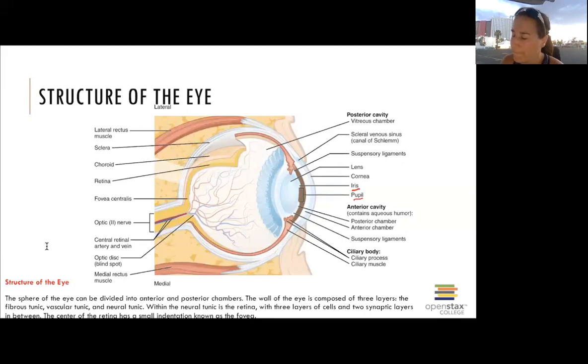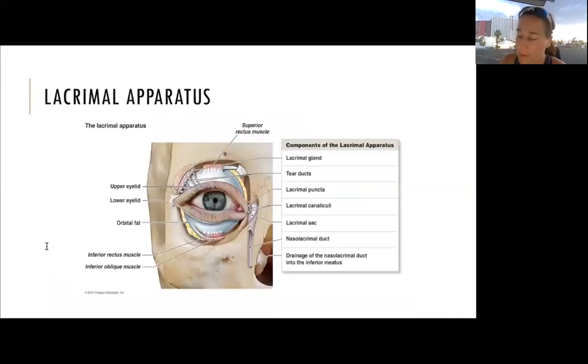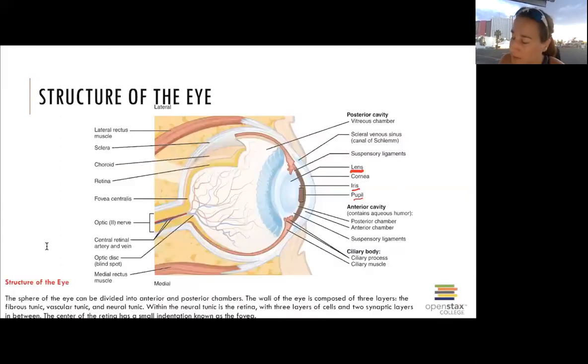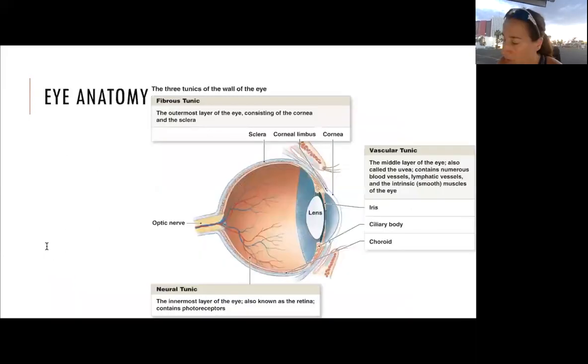There are three tunics in the eye. There's the fibrous one, that's the outermost one. It's going to have the sclera. The sclera is the white part of the eye. And then we've already talked about the cornea, the clear, transparent part of the eye. Behind that, we're going to have the anterior portion of the eye that's filled with your aqueous humor.